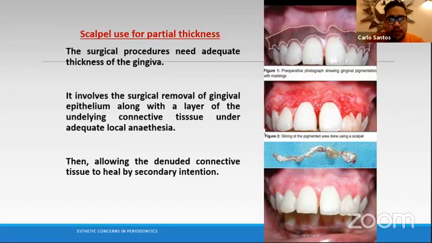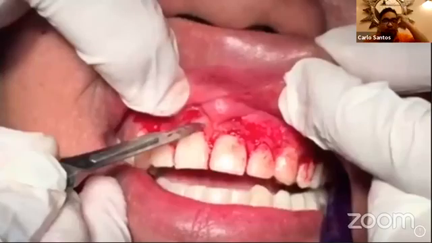Okay, so you can see the before and after. Next, so it's like this. You fillet it. You just fillet it. So it's really gonna bleed. That's why hemostasis is very important here.